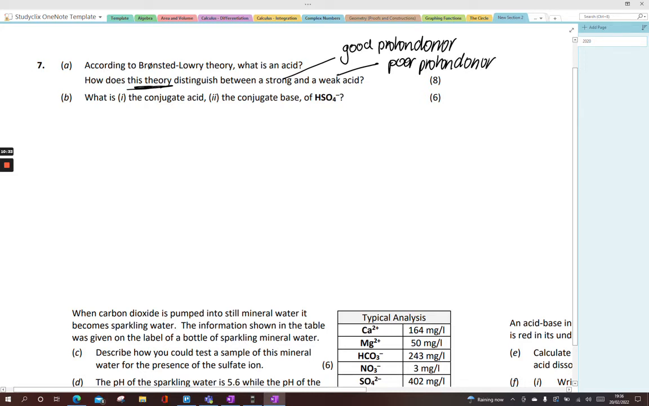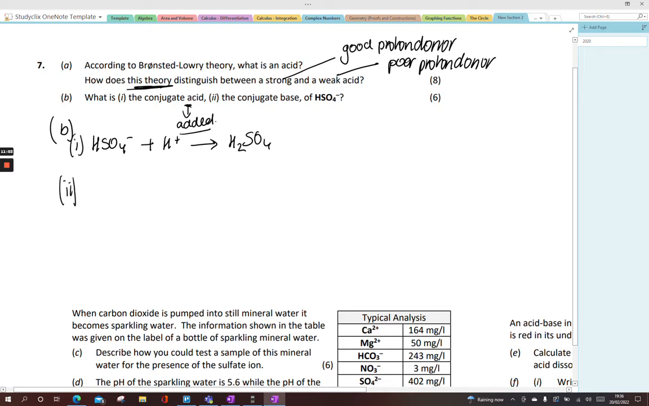What is the conjugate acid? Now, when I'm doing my acid, A for acid, A for added. That's the one I always work with. So to work out the conjugate acid of HSO4-, I'm adding on a H+. A for acid, A for added. So now I've got two hydrogens, and the SO4-, minus 1 plus 1 cancel each other out. So it's H2SO4, sulfuric acid.